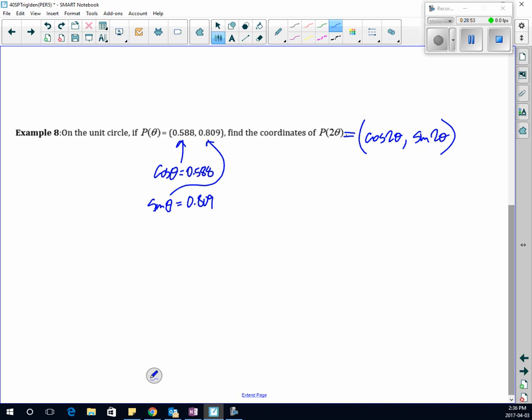So just think about this for a second. If P of theta is equal to cos theta, comma, sine theta, right? P of 2 theta would be cos of 2 theta, sine of 2 theta, right? It's kind of like saying, what's P of alpha equal to? Well, it would be cos of alpha, sine of alpha. Whatever's in that thing there, you're just replacing it. Okay, the problem is you can't just double these numbers to get cos of 2 theta, right? So, how do we do that?